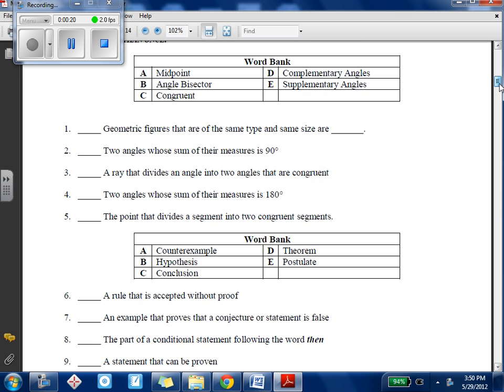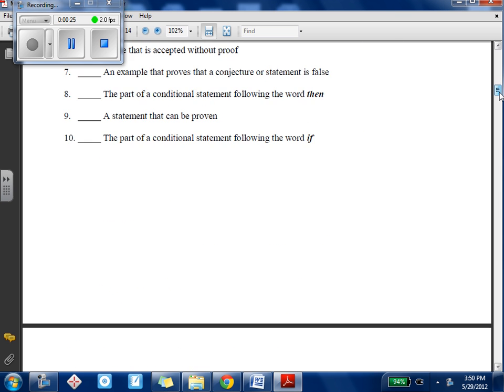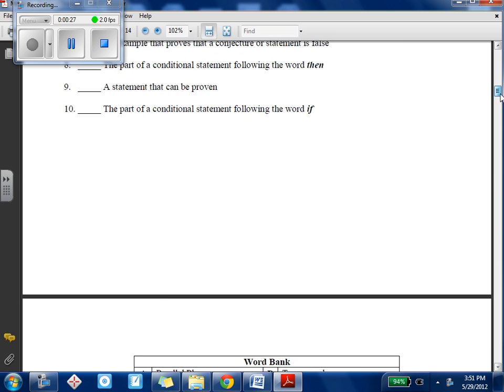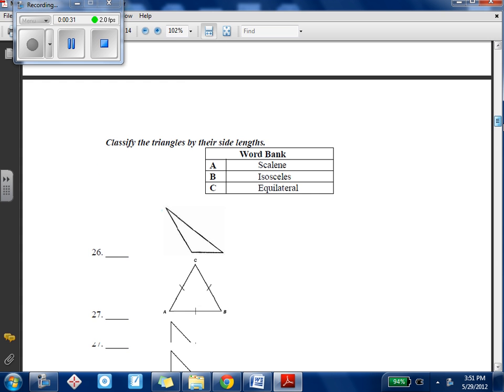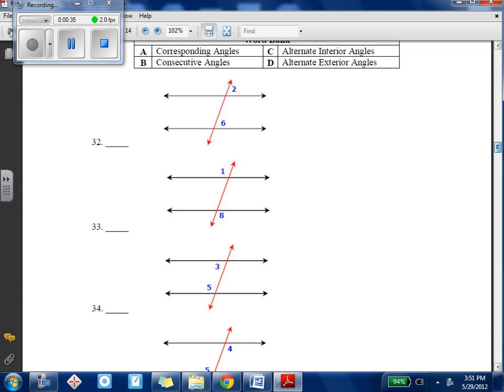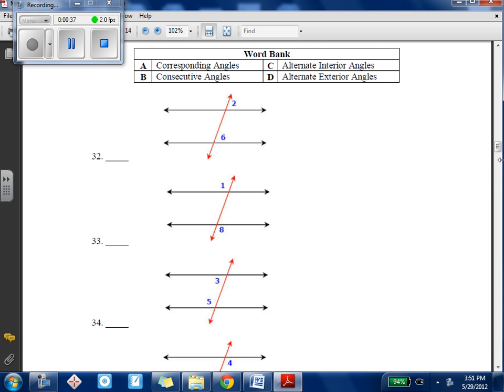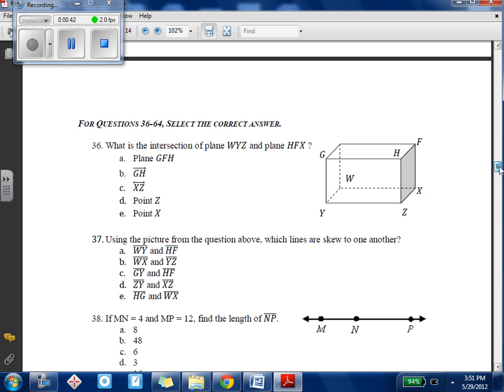So the first section is the word bank, simply matching vocabulary. I'm not going to go through these, so these are on your answer key. If you have any questions, though, feel free to ask me about them. All the way to identifying parts of triangles, and then these are real important. Make sure you know all four of these. They come up a lot, and they are bound to be on your final.